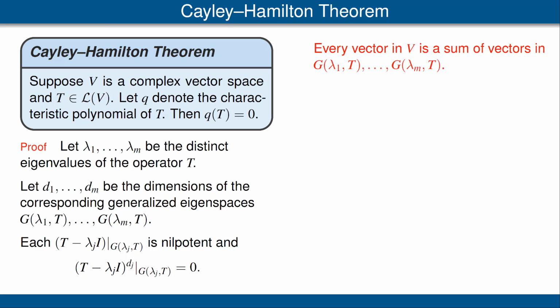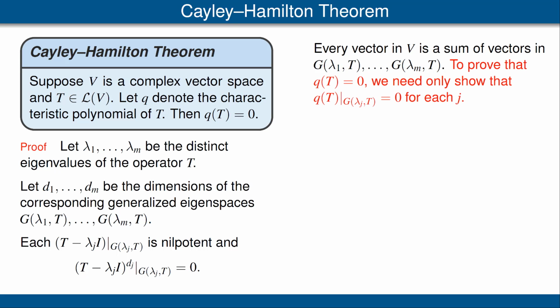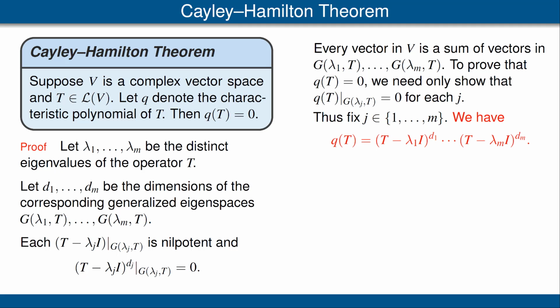Now every vector in V is a sum of generalized eigenvectors. That result follows from our decomposition theorem. Thus, to prove that Q of T is the zero operator, we only need to show that Q of T restricted to each generalized eigenspace is the zero operator. Thus, let's fix a j, so we can do that. And we have, by definition, Q of T is equal to the polynomial displayed here. Remember, Q is the characteristic polynomial of T.